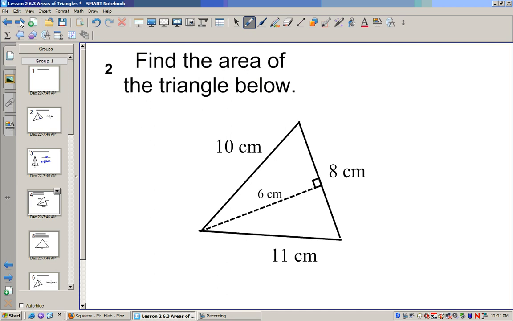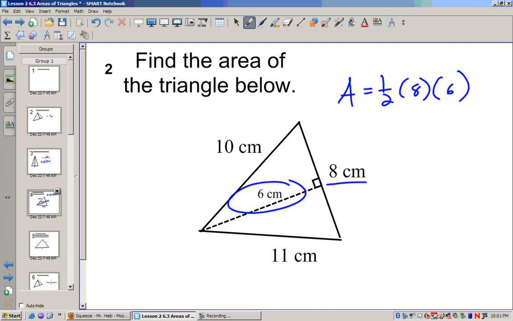Now if we want to find the area of this, we have to find the two sides that are perpendicular, which is 8 and 6. So the base is 8, the height is 6, so that's 48 cut in half, which would be 24, and centimeters squared would be the area. Hopefully everybody remembers this from geometry and every other course through middle school.